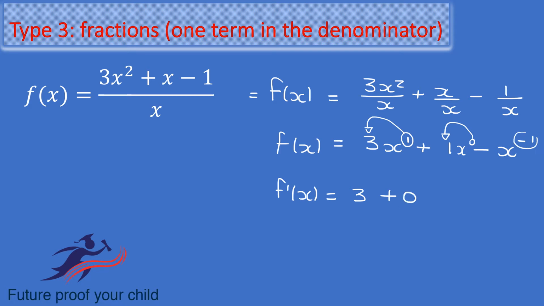Then exponent times coefficient, there's an imaginary -1. -1 times -1 is +1. Write your x down. -1 is -2. So the derivative equals 3, leave out the 0, plus 1 over x squared, just to make that negative exponent positive.